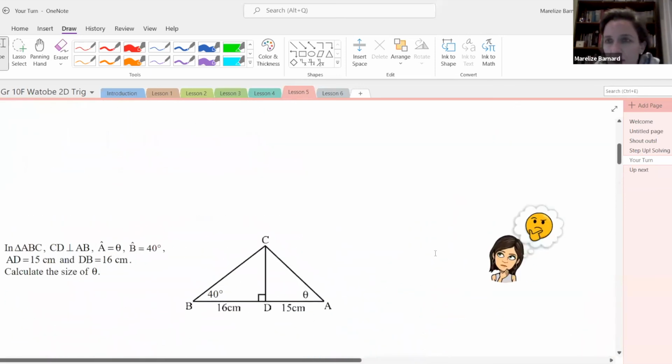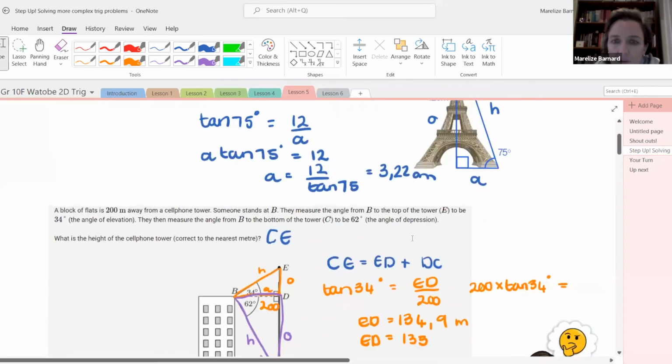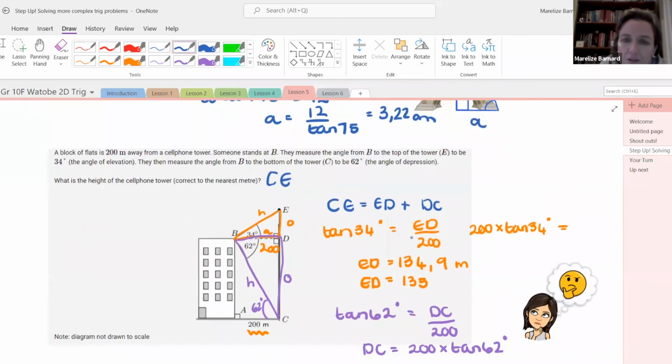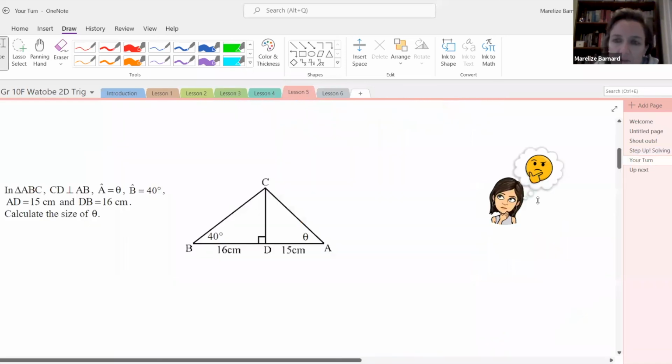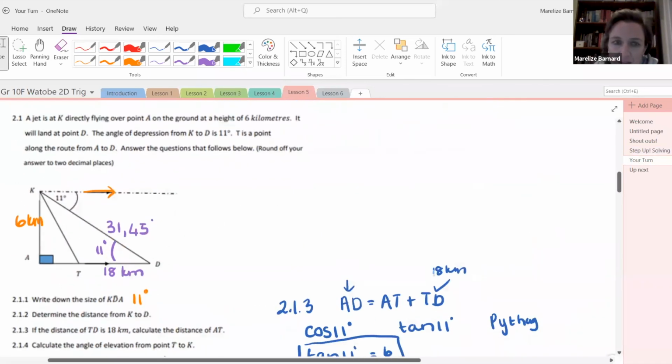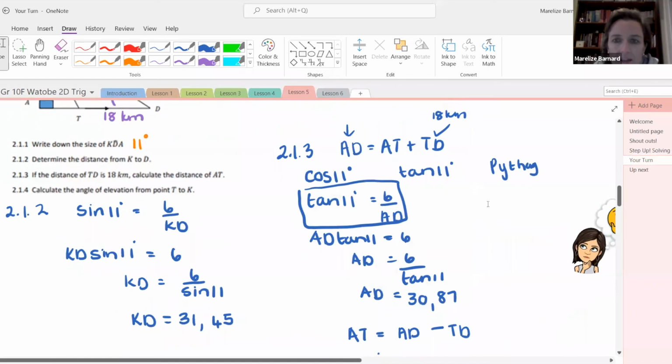And then I think we had another one over here earlier on. You see here we had tan 34 is ED over 200, and there we times by the 200 to get the ED by itself. Yes. Okay. You're welcome to take screenshots, everyone. It's not a problem. Okay, I think that's all the questions.